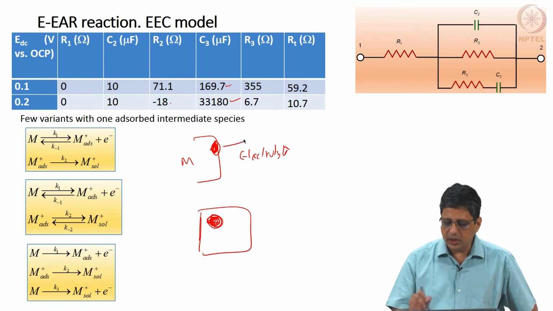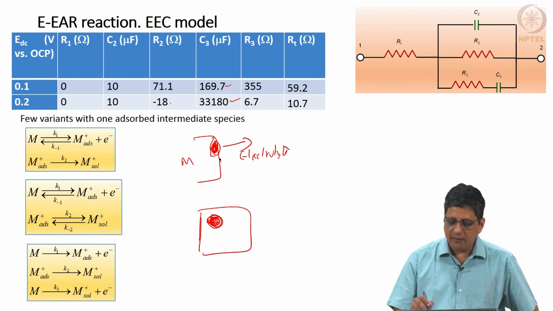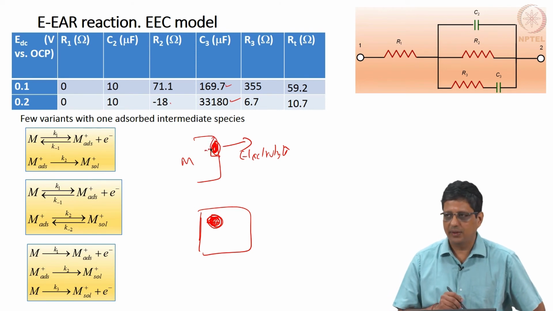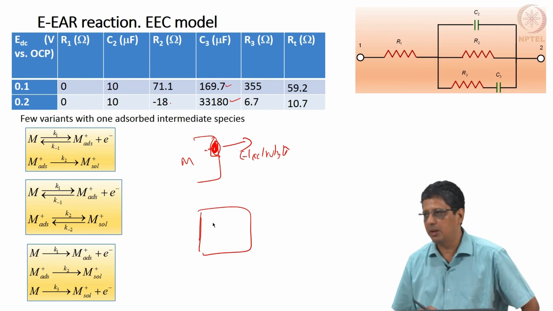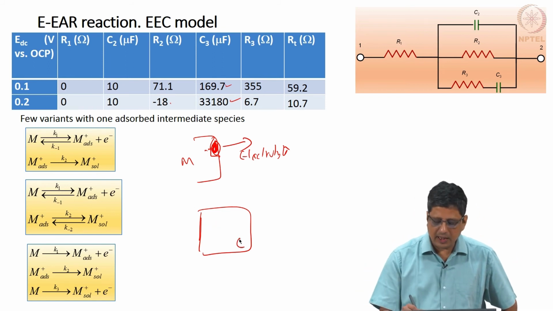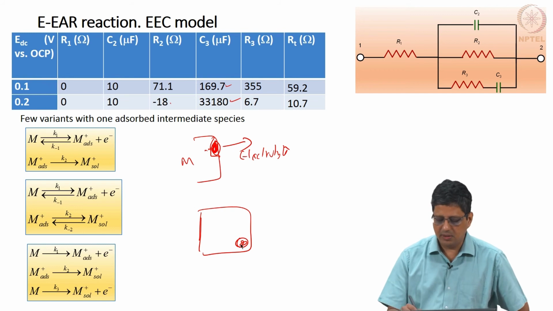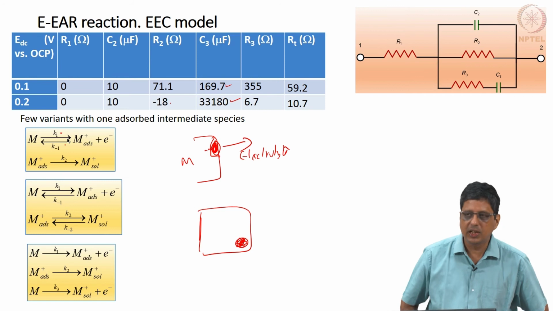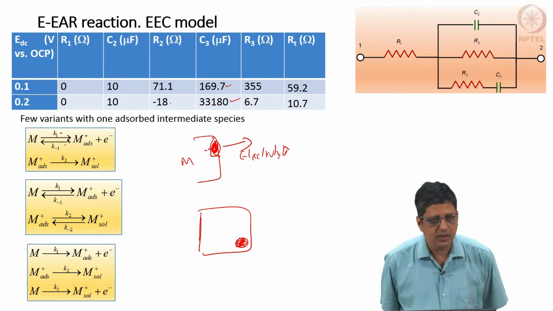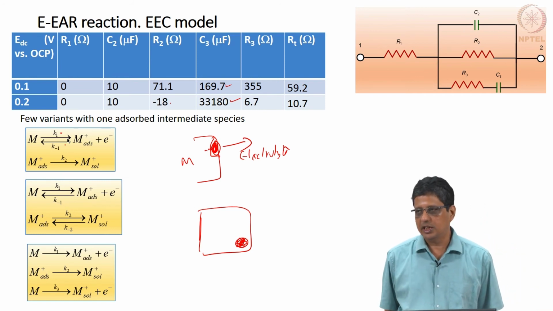It can also go into the solution, then it will leave a vacant metal again below that. If it goes into the solution, this becomes a normal metal again. At the same time, another metal can become metal adsorbed, and the first K1 and K minus 1 depend on potential, K2 does not depend on potential, because there is no electron transfer involved.